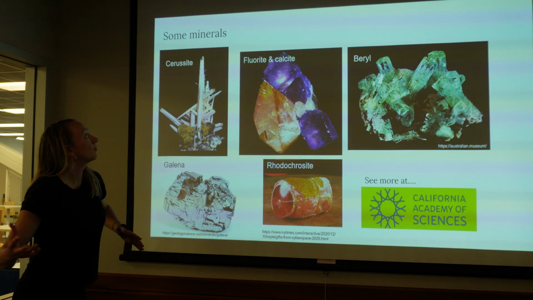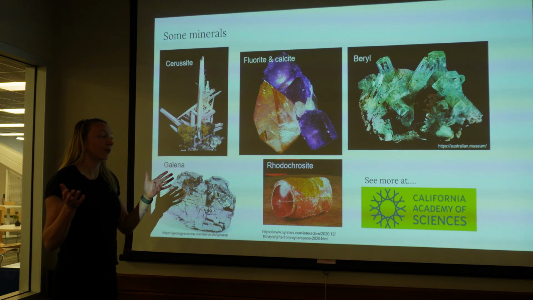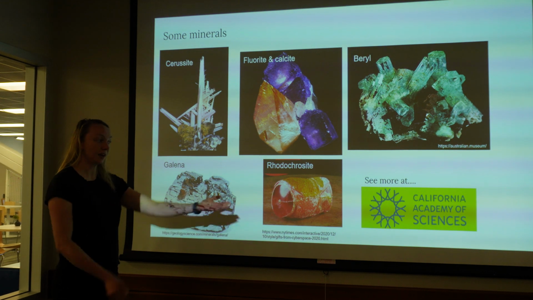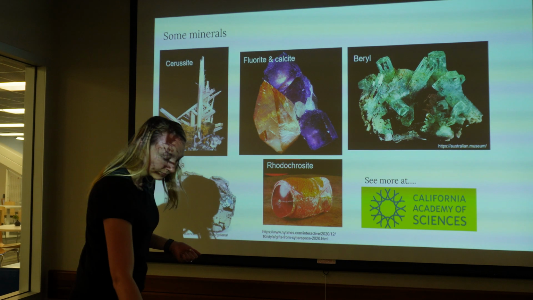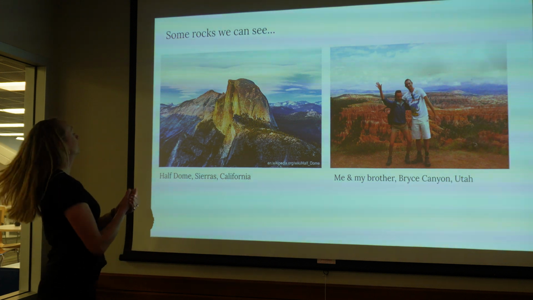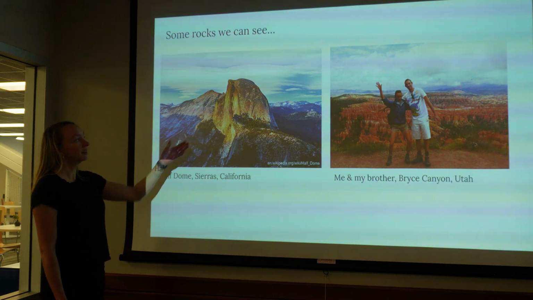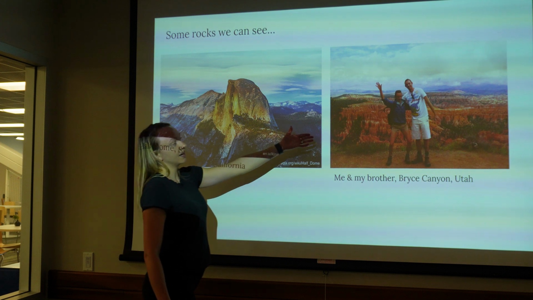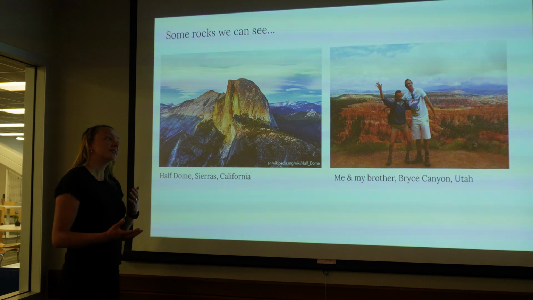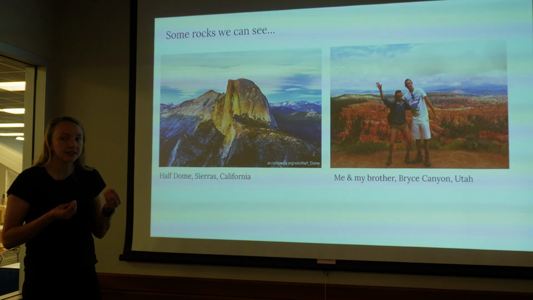Some minerals you may have seen before, or just really beautiful minerals that I like. If you are interested in mineralogy, there are often a lot of really beautiful exhibits at natural history museums, and near us we have the California Academy of Sciences. So, some rocks we can see, such as Half Dome in Yosemite National Park in the Sierras in California. It's a granodiorite. And for example, the sandstones in Bryce Canyon National Park in Utah. Rocks that we can see on the surface, we're more easily able to study them because we can touch them, we can see them.